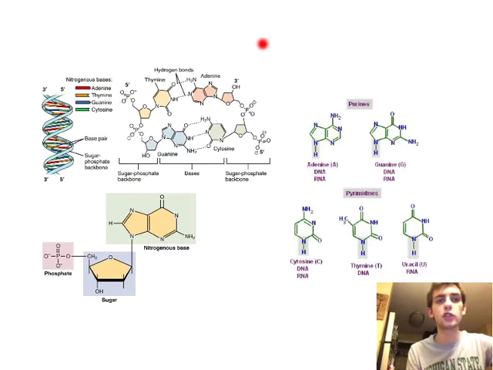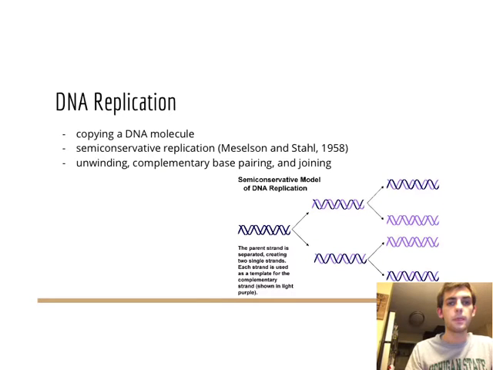On the outside, you have the sugar phosphate backbone, which makes up the sides of the DNA. And in the middle, those hydrogen bonds and nitrogen bases would make up the rungs, if you were comparing it to a ladder.